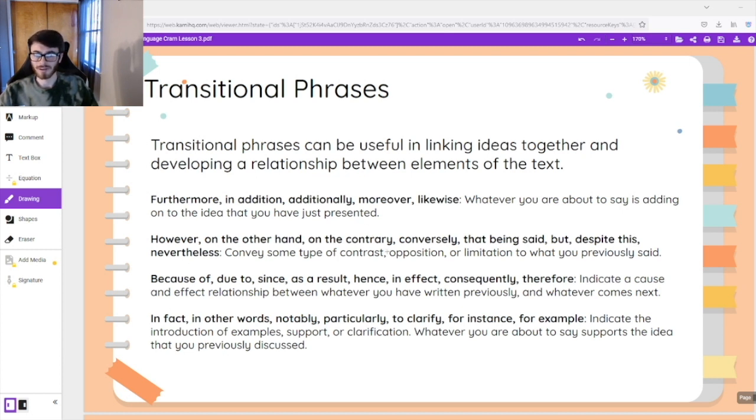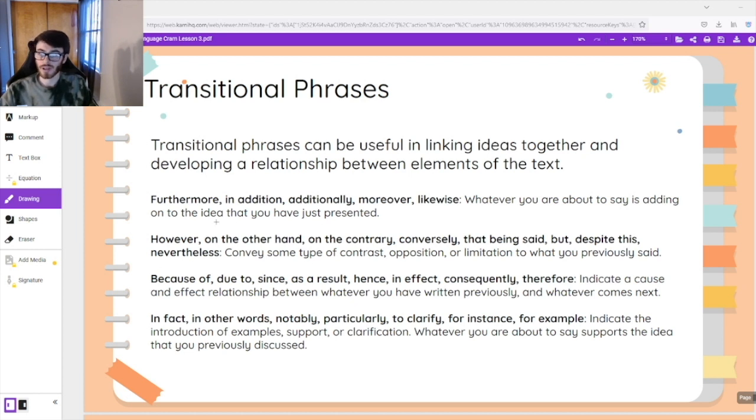Right? One of the other categories, for example, is things like next, then, right? Which is something if you were giving details on a recipe, or an instruction manual. That's not something that's going to apply really to your essays, but these other ones will. Our first category: furthermore, in addition, additionally, moreover, likewise. These transitional phrases indicate that whatever you're about to say is adding on to the idea that you just presented.